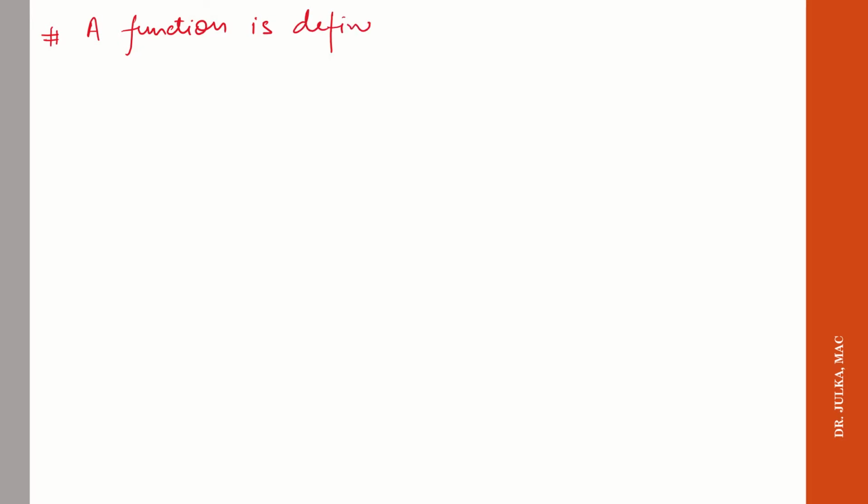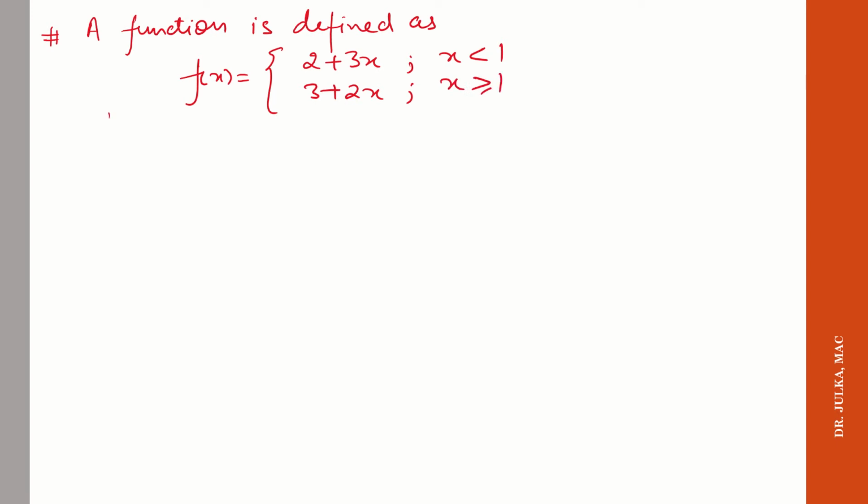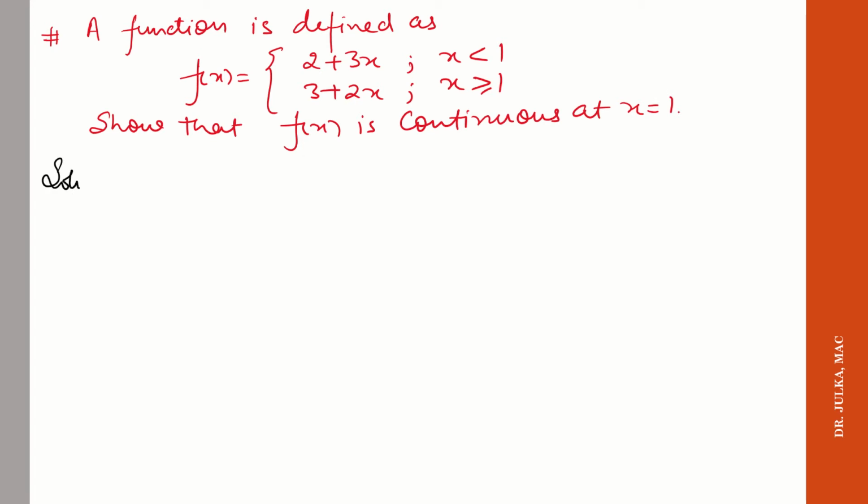A function is defined as f(x) equals 2 plus 3x when x is less than 1, and 3 plus 2x when x is greater than or equal to 1. Show that f(x) is continuous at x equals 1. For this we'll check left hand limit, right hand limit and the value of function. So we'll start with left hand limit.